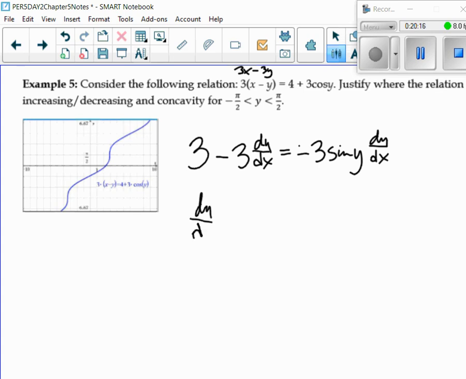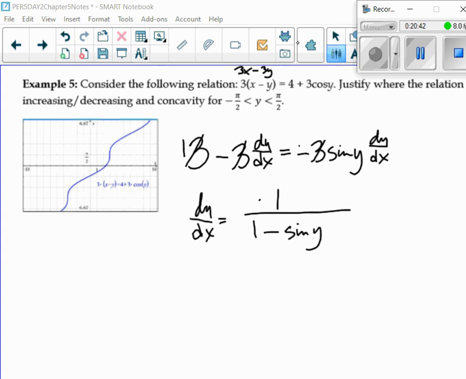So dy/dx. I'm going to move this over, right? So I'm going to have 3. Do you see the 3's? All the 3's can cancel, right? 3, 3, 3. So we're going to have 1 over 1 minus sine y. Did I lose anybody by doing that?